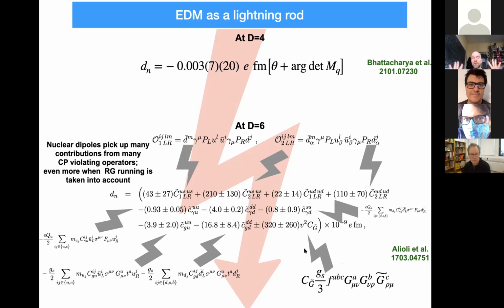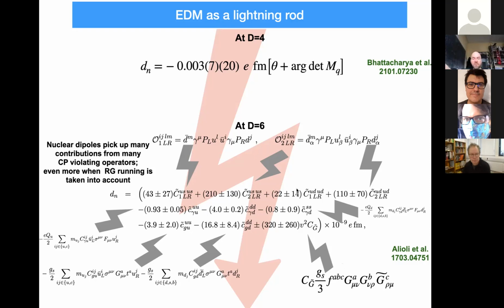So you have this huge set of operators that will all go into the electric dipole moment of a neutron. And this is without taking into account renormalization group running. Once you go from high scales to low scales, the operators mix with each other. And these operators that I showed here, they actually mix into some other operators.